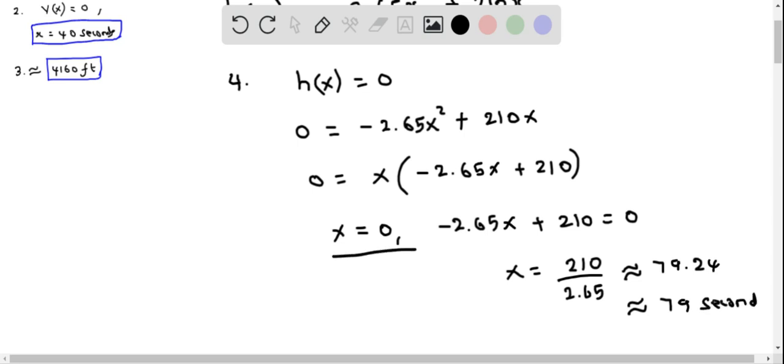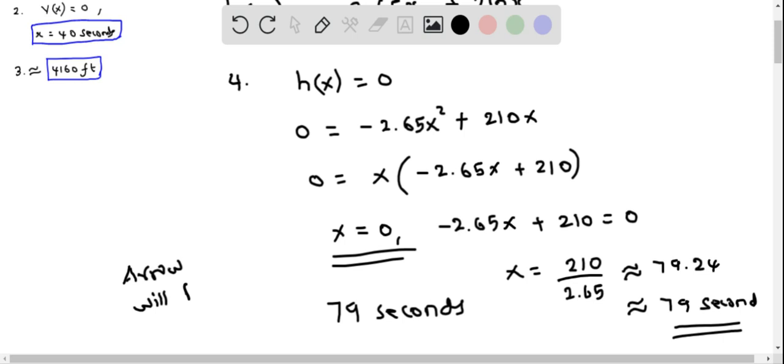So for x equal to 0, that is when time equals 0 and time equals 79 seconds, the height of the arrow is 0. And this means for this duration, that is from 0 to 79, which is approximately 79 seconds, the arrow will be aloft. So we say that the arrow will be aloft for approximately 79 seconds.